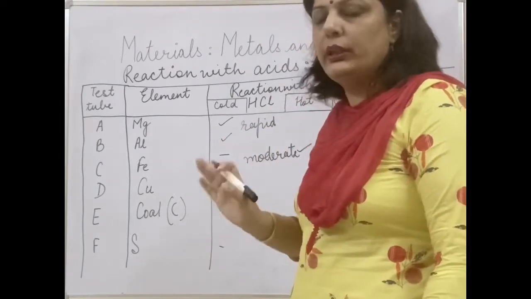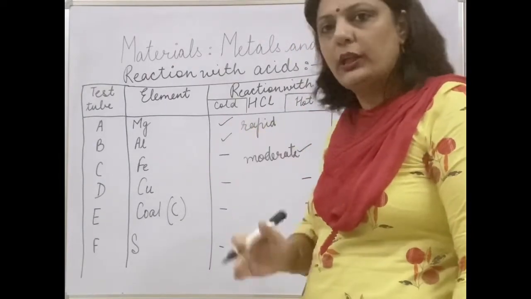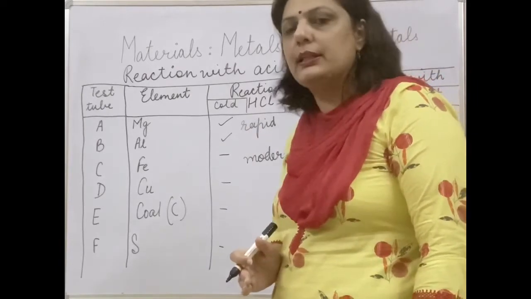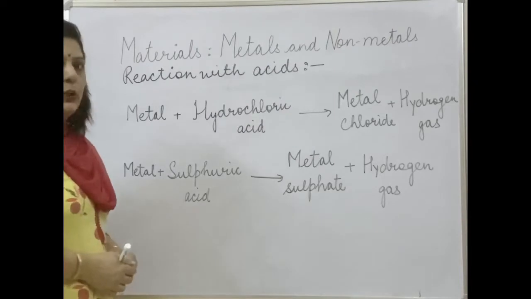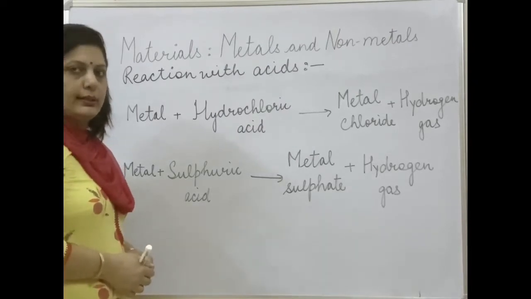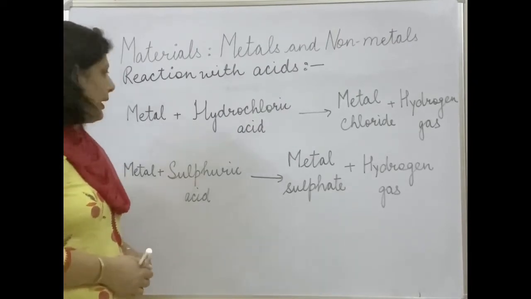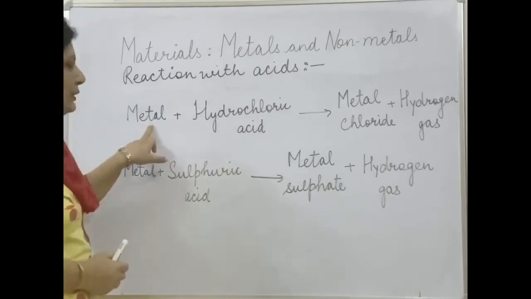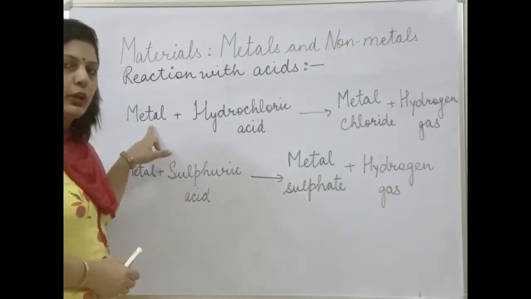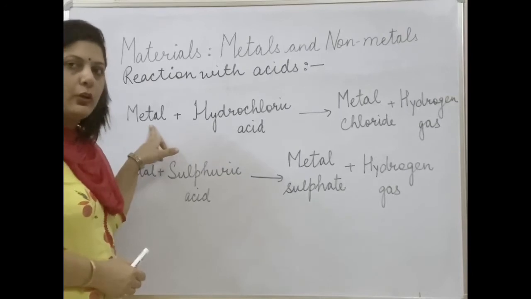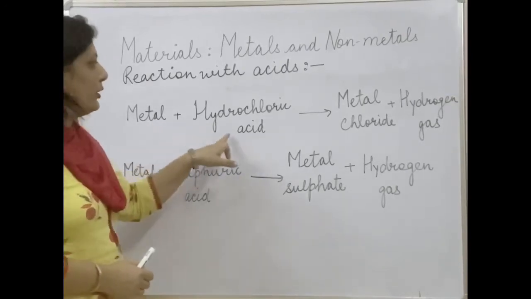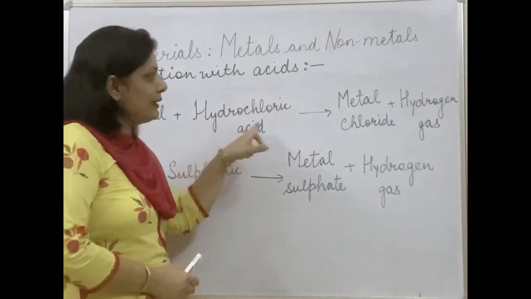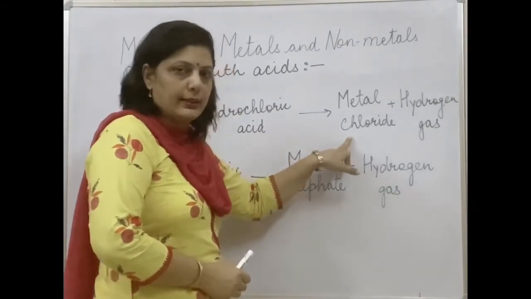Now I'll tell you with the help of an equation what actually is formed when these elements react with the acids. With the help of this equation, it will be easy for you to understand how actually these metals react. Like metal, whichever is there, whether it is your iron or your copper or your magnesium, you will place your metal here, it will react with hydrochloric acid and will always lead to the formation of metal chloride.